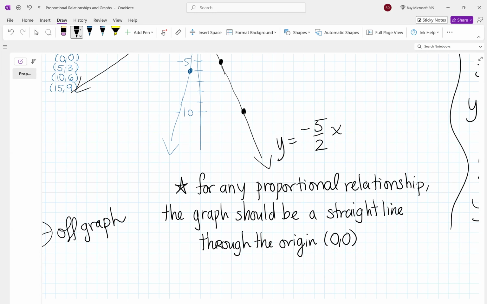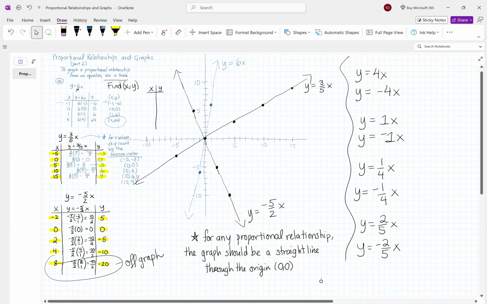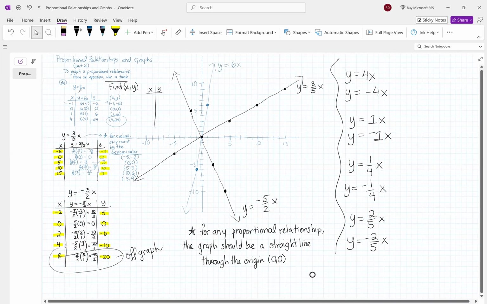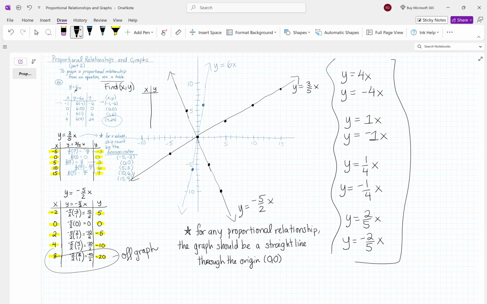Okay, so we are going to start combining this graphing idea with the unit rates and other ways of thinking about proportional relationships. But try and make sure you have these notes in your notebook. Make sure your graphs are labeled. And if you want, try some of the ones over here for practice.